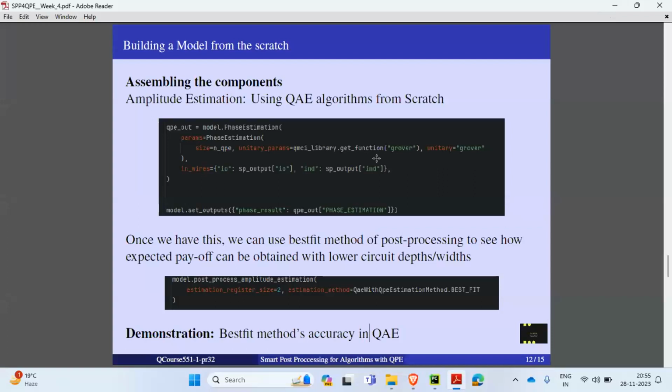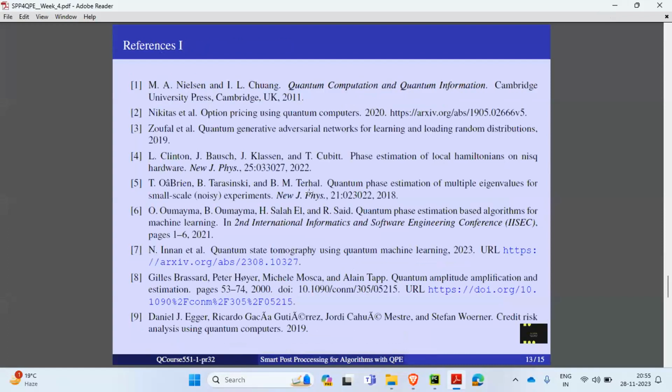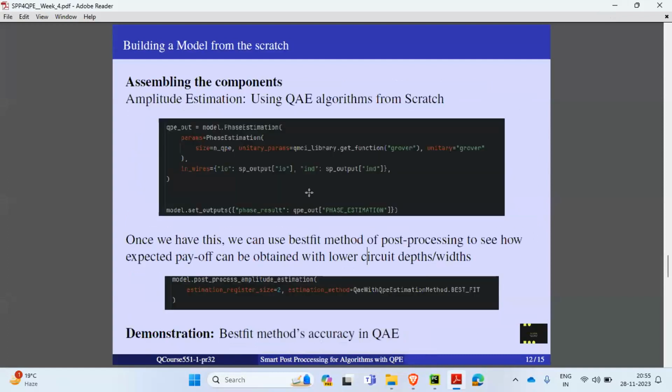So in the next presentation, hopefully we will try to build this model from scratch and use this best fit method in the post process function to accurately demonstrate the expected payoff. So this is it for this presentation.